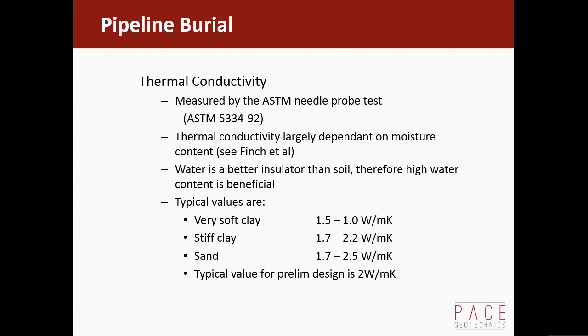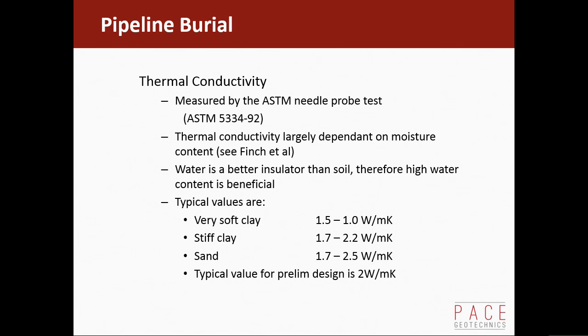You need to measure it, and the way we measure it is usually with the American Society for Testing and Materials needle probe. The thermal conductivity is actually mostly dependent on the moisture content, and water is actually a better insulator of temperature than soil, provided the water isn't free to move, it doesn't just flow.